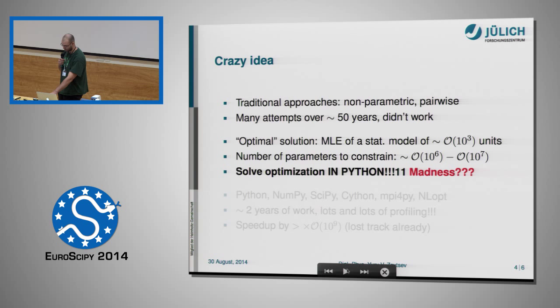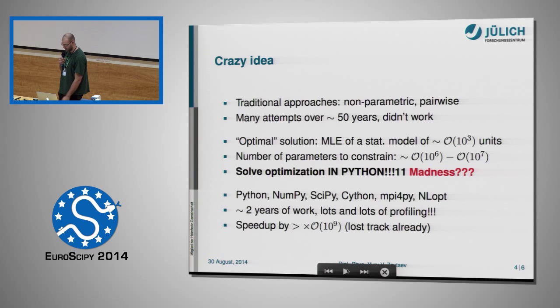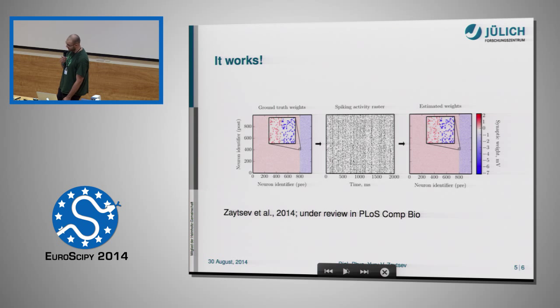In Python, this is pure madness. However, I used the amazing scientific Python stack: Python, NumPy, SciPy, Cython, mpi4py, and importantly NLopt for nonlinear optimization. With 2 years of work and lots of profiling, which is now obvious why I got into all that, I lost track of the speedup. It was at least 9 orders of magnitude by now. And so that's the final result.